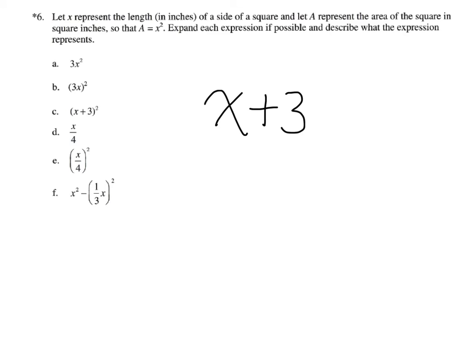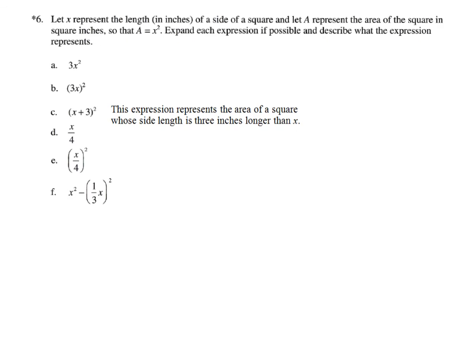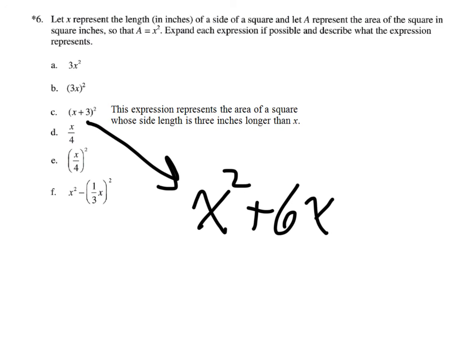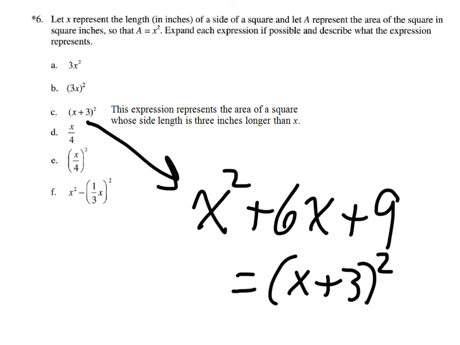With this in mind, part C gives us the expression (x plus 3) quantity squared. That expression represents the area of a square whose side length is 3 inches longer than x. Notice that this algebraic expression can be expanded to x squared plus 6x plus 9. This new form of the same expression will still produce the values for the area of a square whose side length is 3 inches longer than x.